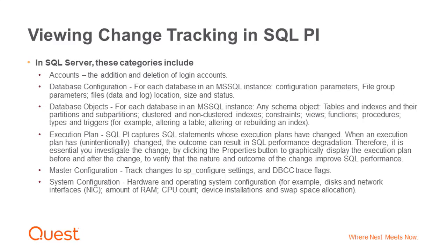In SQL Server, these categories include accounts, the addition and deletion of the login accounts; database configuration, for each database in an MS SQL instance, configuration parameters, file group parameters, files, data and log, location, size, and status; and database objects, for each database in an MS SQL instance, any schema object, tables and indexes, and their partitions and subpartitions, clustered and non-clustered indexes, constraints, views, functions, procedures, types, and triggers. For example, altering a table, or altering or rebuilding an index.